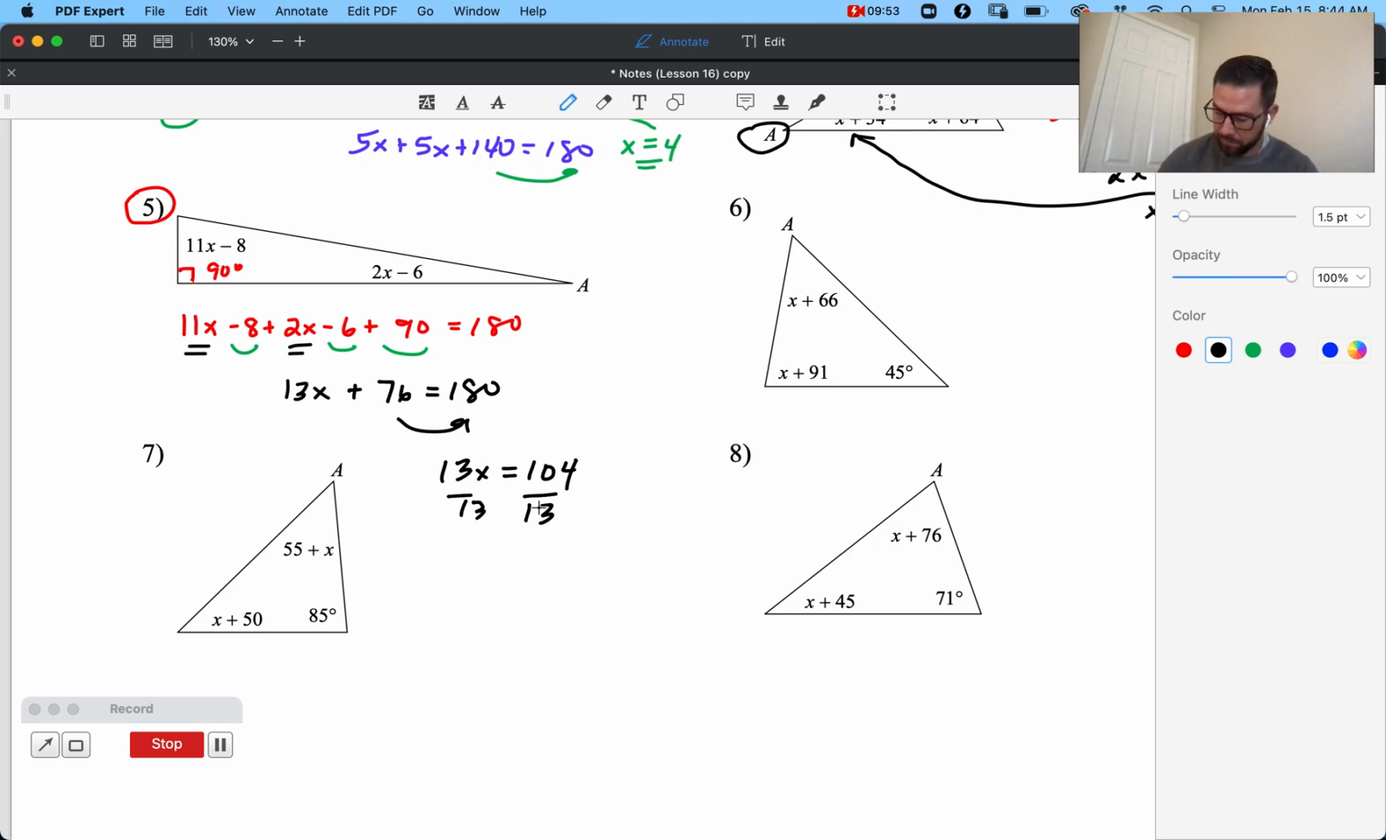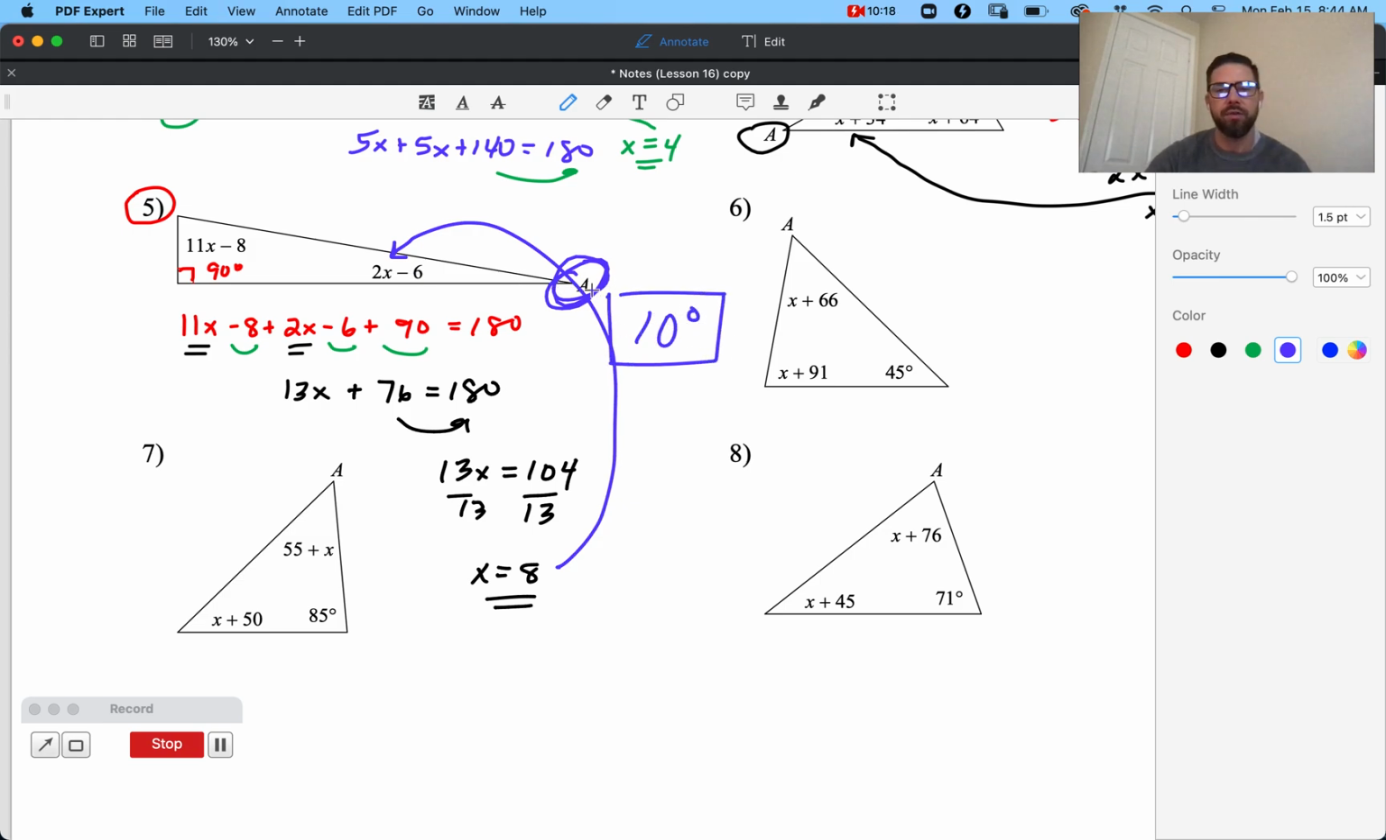I messed up. Whoa, 104 divided by 13. Oh, it's 8. All right. X equals 8. My calculator was not being nice to me. Okay, and then we have our last step, which is take this 8 and plug it in there because that's angle A, right? What's 2 times 8? 16. 16 minus 6 is 10. So that's a 10-degree angle right there.